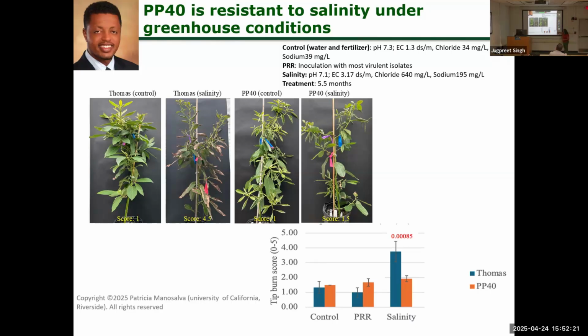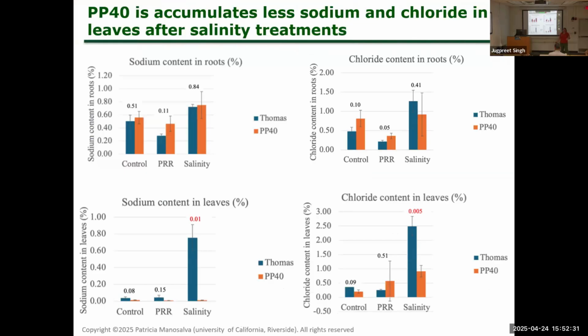PP40, compared with the susceptible Thomas, doesn't show that much tip burn. You can see here the picture after 5 months. We had to stop the experiment because Thomas was dying. We did a lot of things, but one of them was to look at the sodium and chloride contained in the leaf and in the roots. What you see is that both of them don't vary in the amount of sodium and chloride that they absorb through the roots.